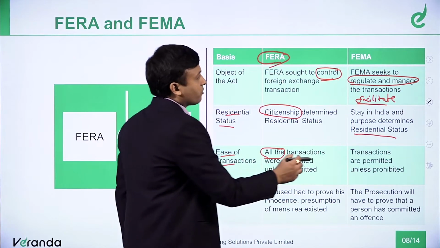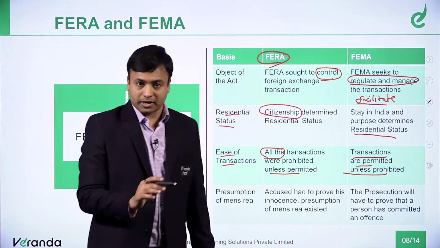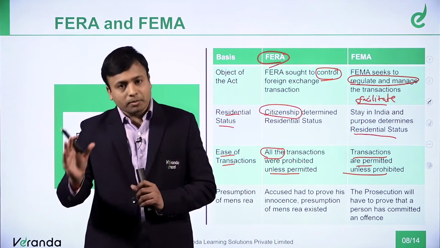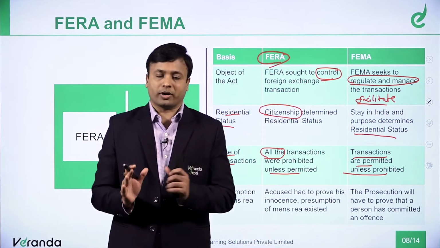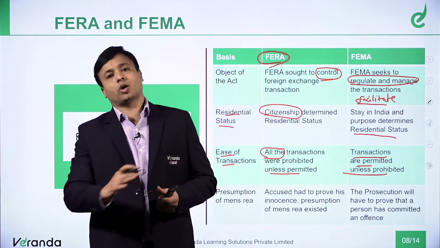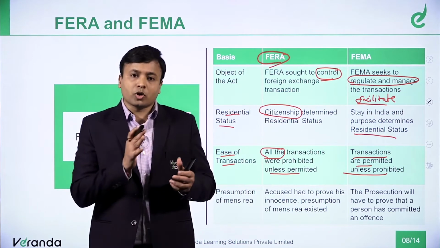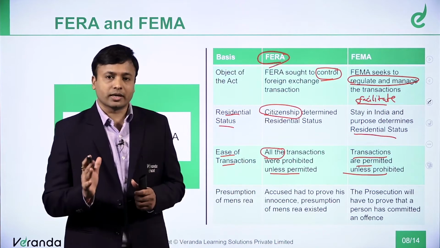But in the case of FEMA, transactions are permitted unless prohibited. That means transactions are generally permitted. However, some transactions which I feel should be prohibited, the government will prohibit. Again, I means the government. So the government has generally allowed all the transactions. However, some transactions which are critical because of the situations in the country, they will prohibit. So that was the intention of FEMA.